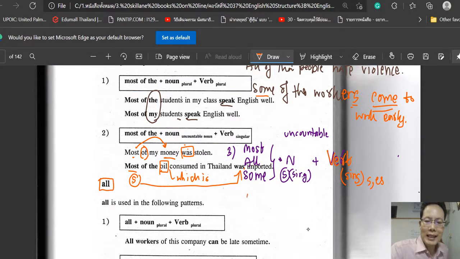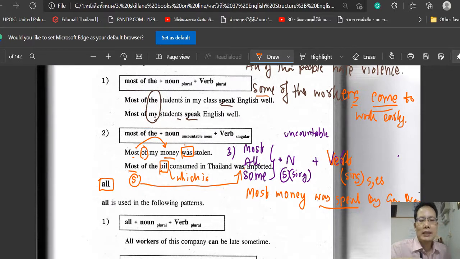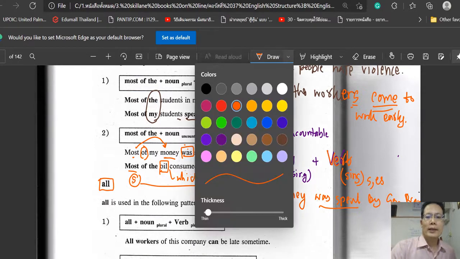So this one is also the same as the example, clear example on the left hand side. Most, but this one has "of", right? But here, no "of". Most money was spent by General Prayut. General Prayut was, because money is a singular, uncountable noun, singular subject. That's why. Easy, huh?